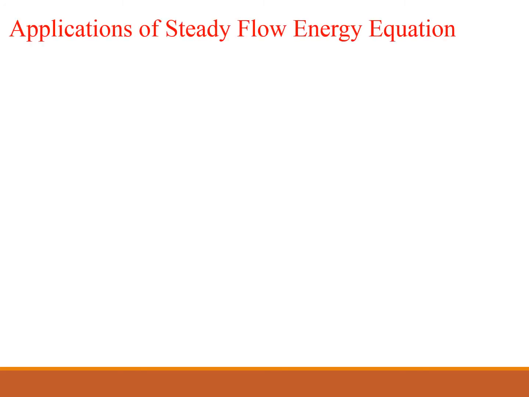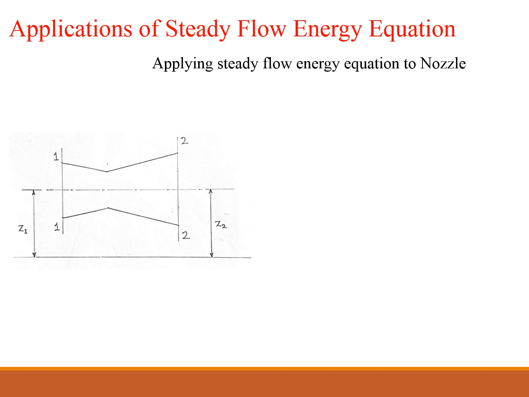Now let us see another application, the steam nozzle. A nozzle is a passage of varying cross section by means of which the pressure energy of a flowing fluid is converted into kinetic energy. The main purpose of a nozzle is to produce high velocity. In a nozzle, inlet velocity is low and outlet velocity is high. The distance of the entrance section from the datum is Z1 and the distance of the outlet section from the datum is Z2. The distance is the same, so Z1 is equal to Z2.